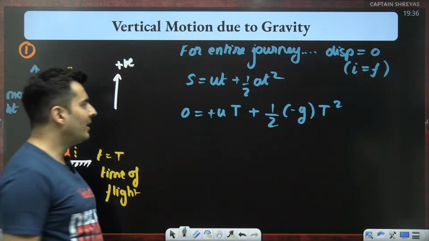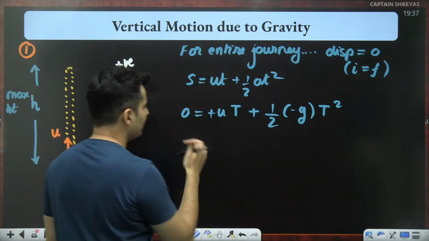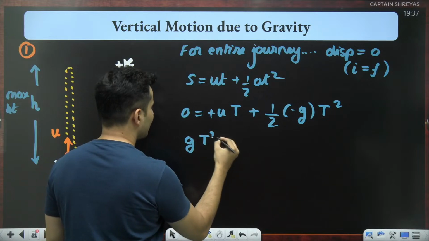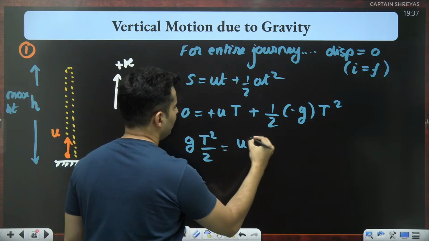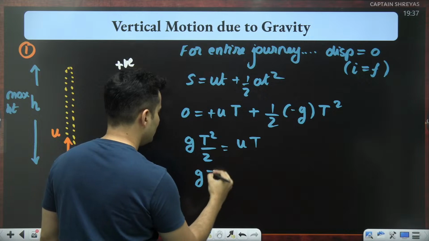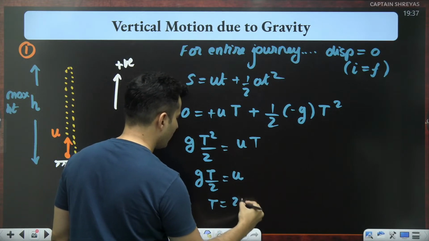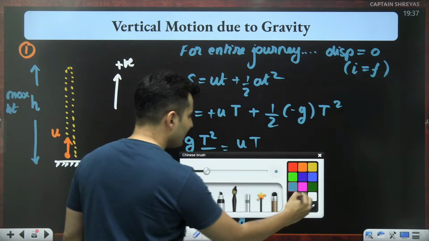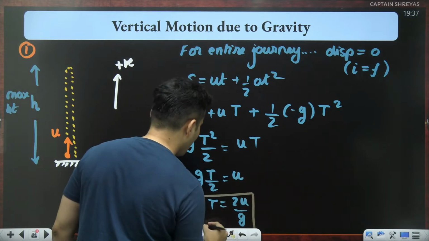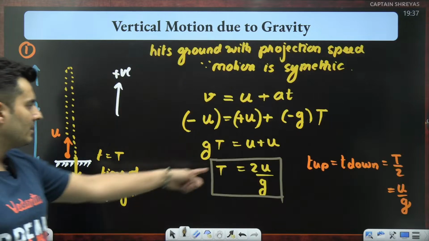So now if I rearrange it, what will I get? Take this gT square by 2 here. I'm left with uT. T cancels. So gT by 2 is equal to u. So therefore T is equal to 2 times u divided by g, which is exactly the same answer as before.